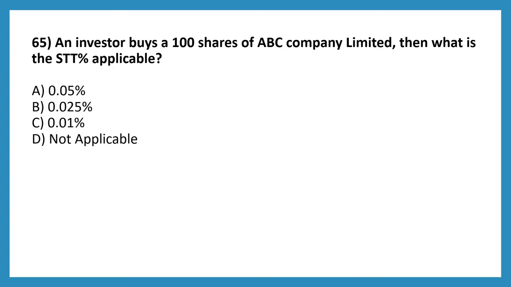An investor buys 100 shares of ABC Company Limited, then what is the STT percent applicable? Option A, 0.05%. Option B, 0.025%. Option C, 0.01%. Option D, not applicable. The correct answer is option D, not applicable.